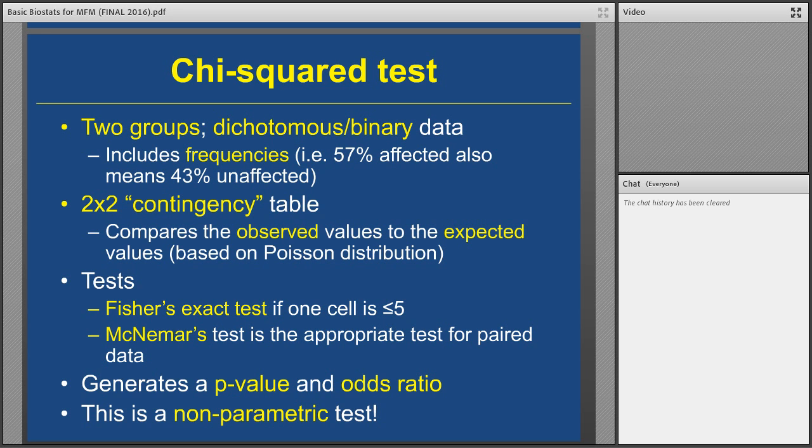And the chi-square test is a non-parametric test, so it doesn't matter if our values are normally distributed or non-normally distributed. This can be applied to any type of data set.